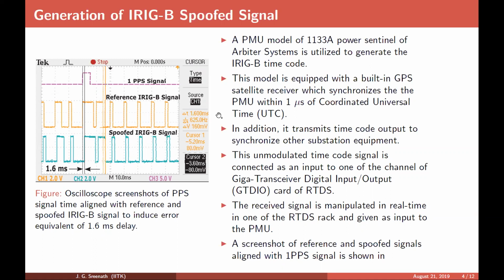The physical setup that we are using is a PMU model 1133A Power Sentinel of Arbiter Systems, which is used to generate the IRIG-B time code. As I said earlier, the IRIG-B time code is obtained from the first PMU, the Arbiter PMU. This model, as I said before, is equipped with a built-in GPS satellite receiver, and this particular receiver is what is used to create the GPS time clock. It has an inbuilt GPS time clock.